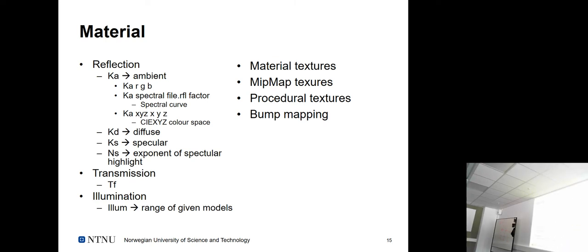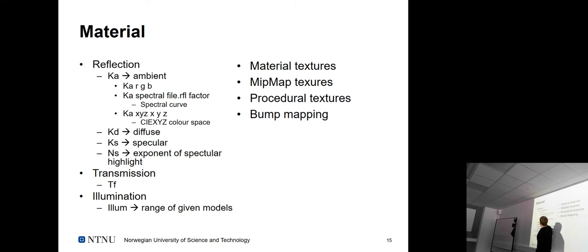Specifically for us, more relevant is possibly the reflective element. So we have identified Ka, which models the ambient reflection characteristics, either in the form of RGB coordinates as we know them. We could have an external file that specified the amount of ambient light depending on some sort of input factors.